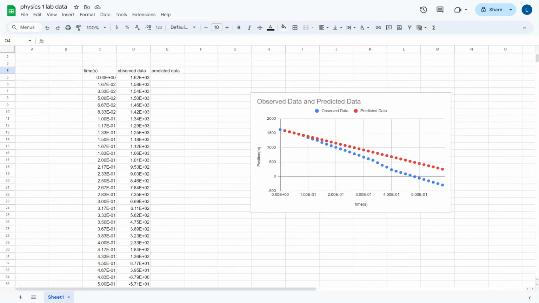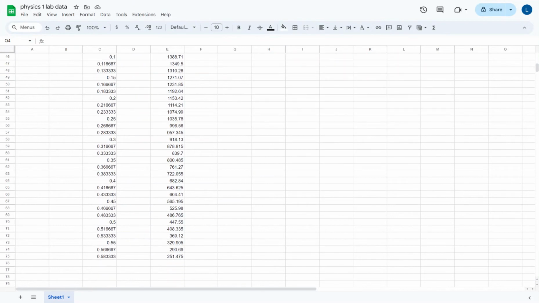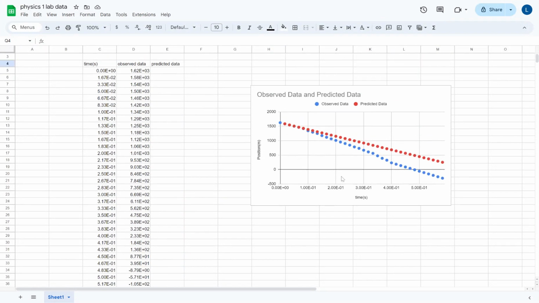We took the data observed from Tracker and the data that our code gave us for the predicted data, and put it all into a Google Sheets chart in order to graph and compare the observed and predicted values in this model right here. As we can see, as time moves on, our observed data starts to diverge from our predicted values, while still relatively linear, but that could have been from a number of external factors.